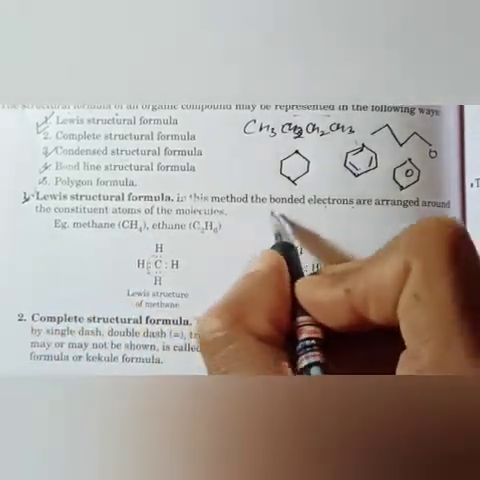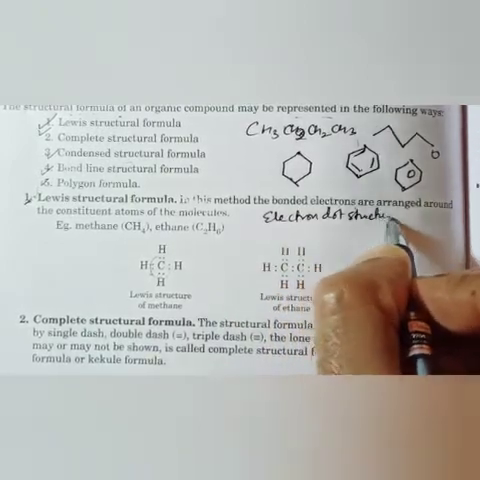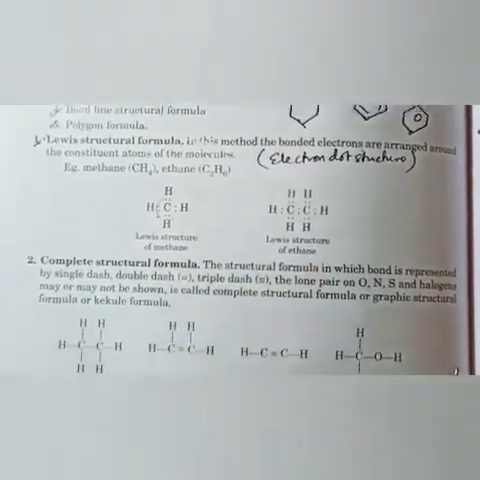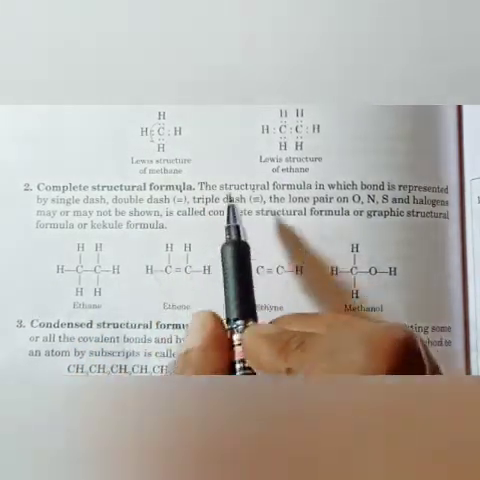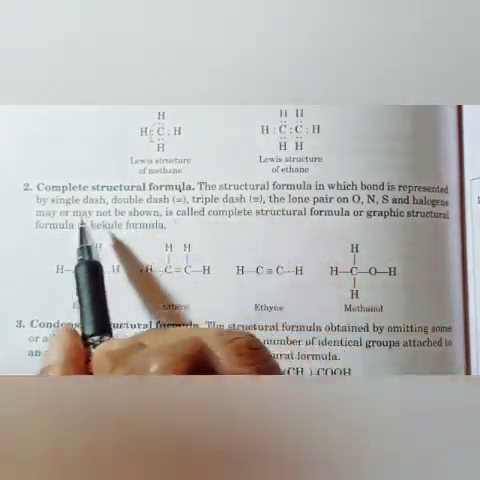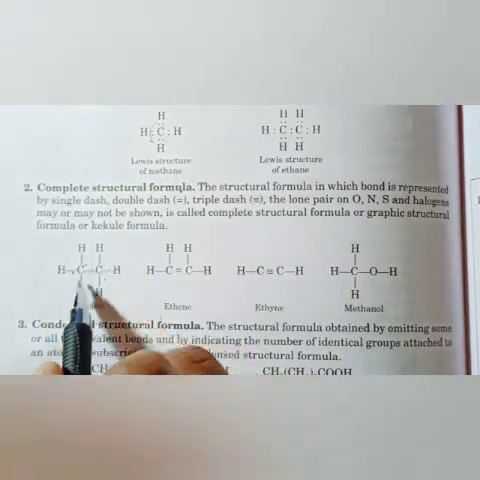This is the electron dot structure. You did it in 10th class. If you don't know, please ask me, I will tell you again. Second is the complete structural formula, the formula in which a bond is represented with a single dash, a double dash, like this. We are showing bonds as dashes.